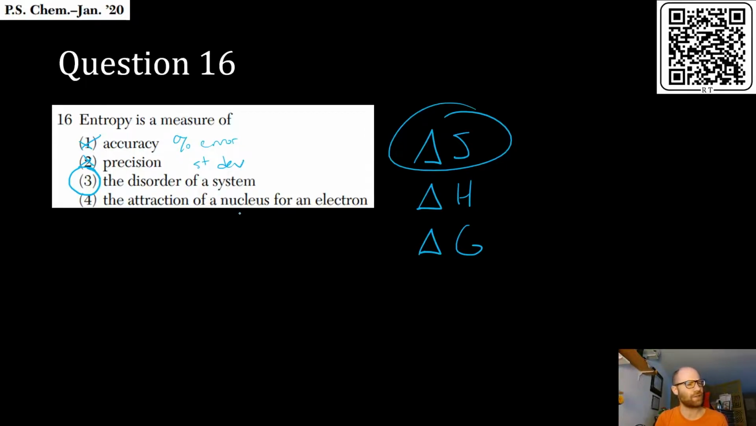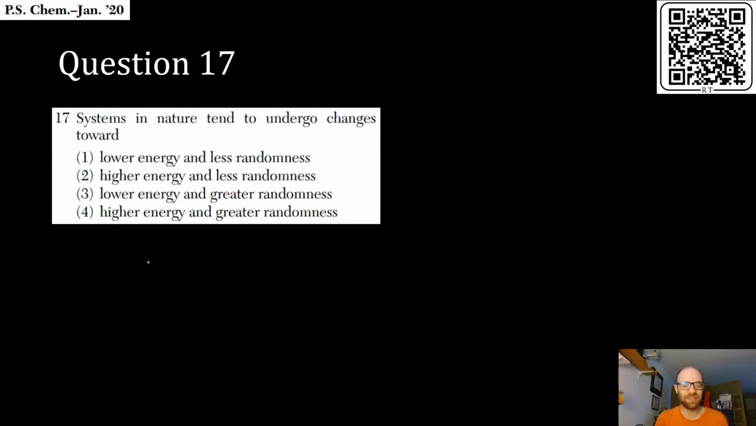Attraction of the nucleus for an electron, that's based on charge. I don't know quite how that fits with all this. General definitions of how the universe works: in general, we're going to be going towards lower energy and greater randomness. So that's going to be choice 3.